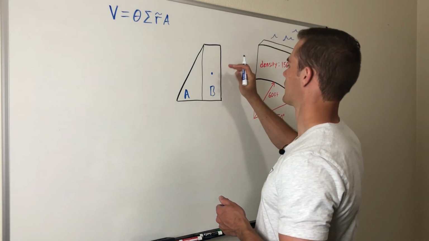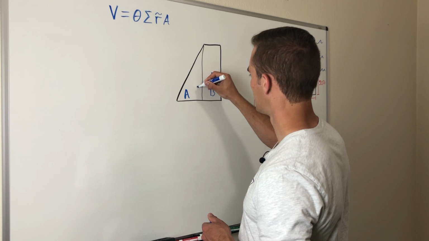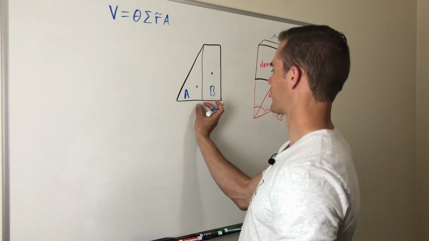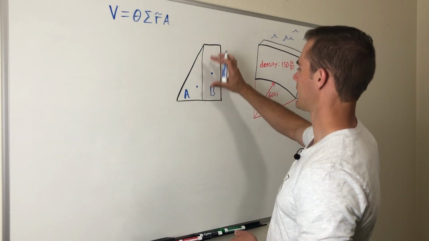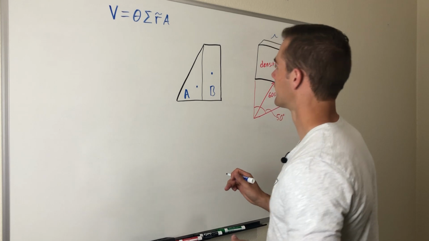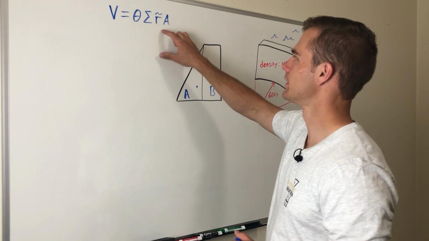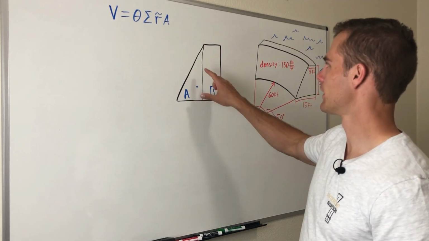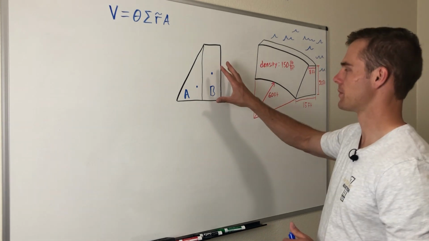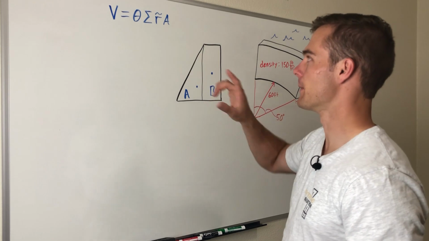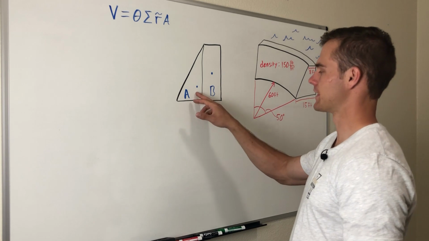In this rectangle, it's going to be just right in the middle. In this right triangle, it's going to be 1/3 along this edge away from this right corner, and likewise 1/3 along this edge away from this corner. And the reason why we're doing that is because we need to find R tilde and A. A is the area of each part of our composite body, and R tilde is the perpendicular distance between our axis of rotation and our centroid.